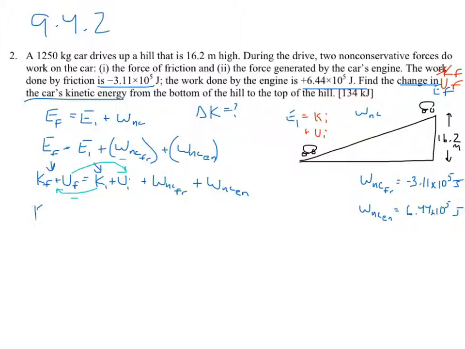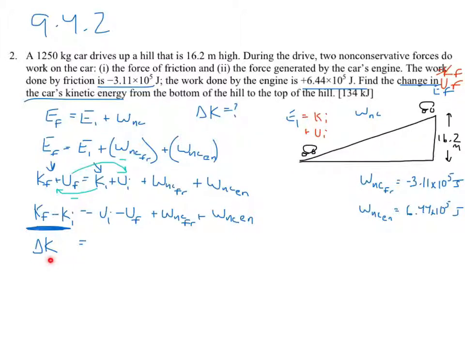Kinetic final minus kinetic initial equals everything else. That's potential initial minus potential final plus the non-conservative work due to friction and plus the non-conservative work due to the engine. Okay, finally, we have this in the form that we want, because we really care about the change in kinetic energy. Now all that needs to be done is to plug in everything we know for these right here, and then we have a solution for the change in kinetic energy.